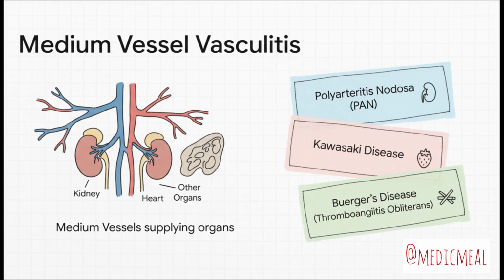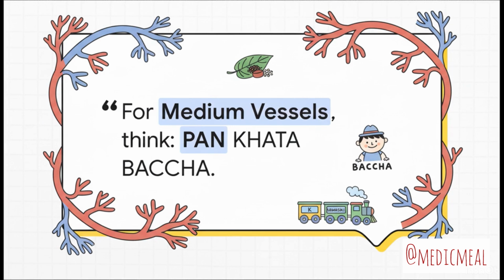Okay, moving down in size. Next up, we've got the medium vessel vasculitis. These are the ones hitting those medium-sized arteries. Think visceral arteries and their branches. The three you absolutely have to know here are polyarteritis nodosa, or PAN, Kawasaki disease, and Berger's disease. And yep, we've got another great mnemonic for this one. For medium vessels, just remember PAN, Kata, Bacha. It perfectly groups polyarteritis nodosa, Kawasaki, and Berger's. It might sound a little unconventional, but trust me, it sticks.